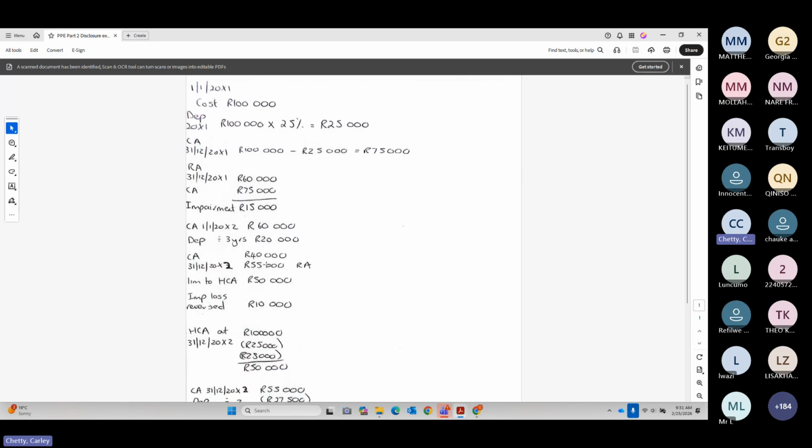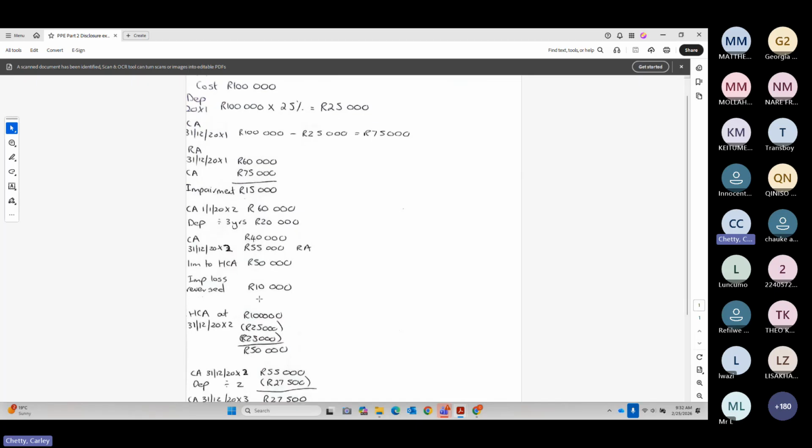And remember we said that when we have an impairment loss reversal, we must make sure that the recoverable amount is limited to the historical carrying amount. So the historical carrying amount is 50,000 Rand. So the recoverable amount is actually limited to 50,000 Rand. Then when we compare the carrying amount, we are comparing it to the recoverable amount, which is limited. And this then results in an impairment loss reversal of 10,000 Rand.